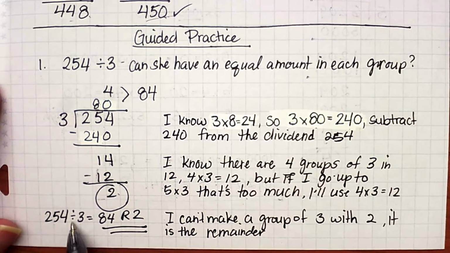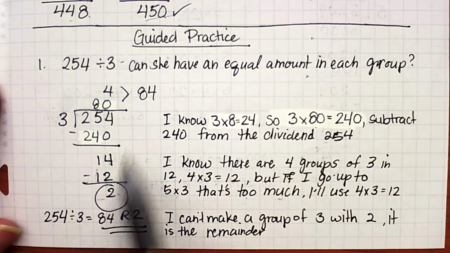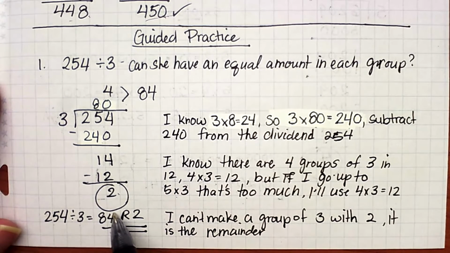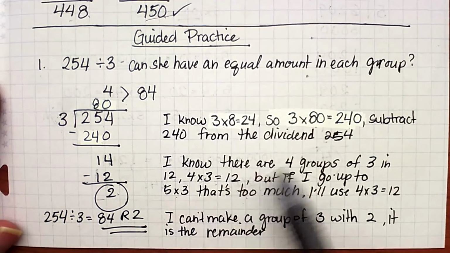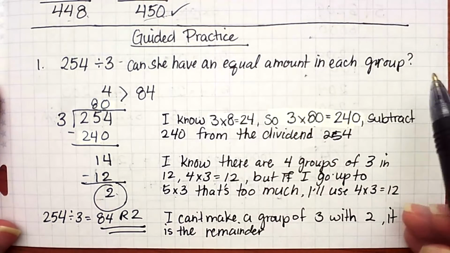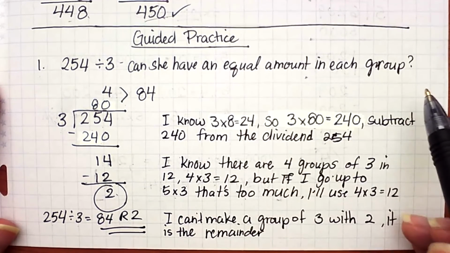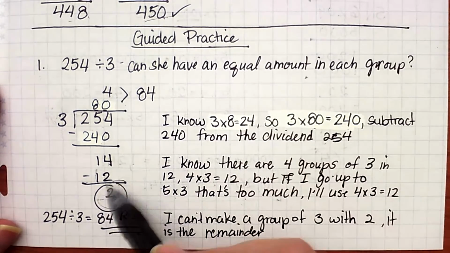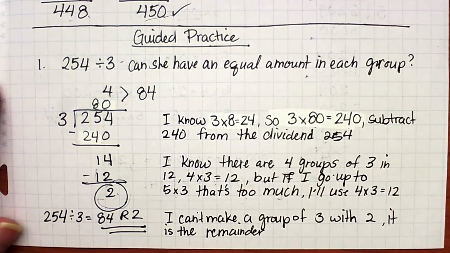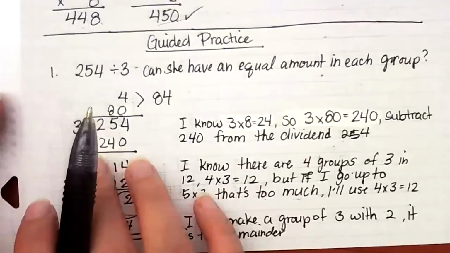So 254 divided by 3 is going to equal those together. Remember, add your partial quotients: 84 with a remainder of 2. So she is not able to make equal groups, or to use an equal amount for each one of her visits, because of that 2 remainder. If she had a 0 remainder, then the answer would be yes, she absolutely can.